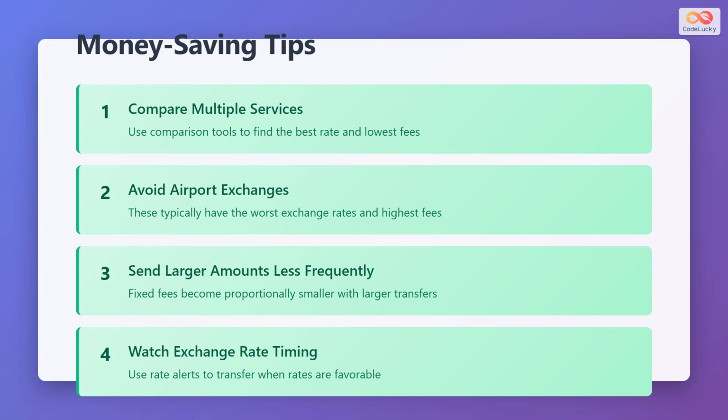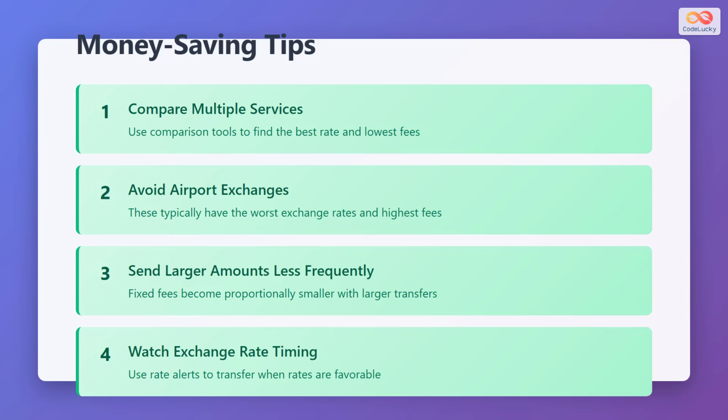Here are 4 practical strategies to minimize your international transfer costs. First, always compare multiple services before sending money. Use online comparison tools that show real-time rates and fees across different providers. Second, avoid currency exchange services at airports, hotels, or tourist areas, as these consistently offer the worst exchange rates and highest fees due to convenience premiums.